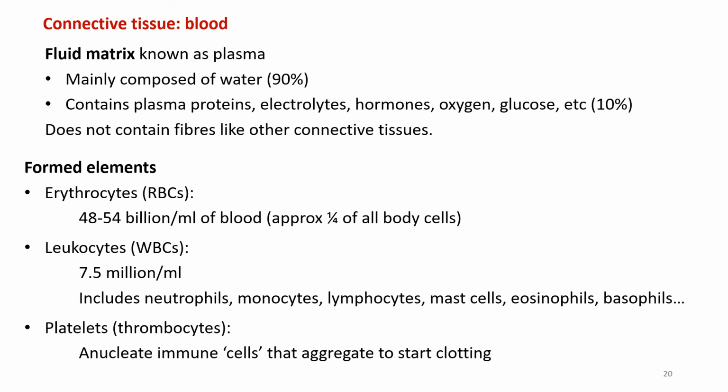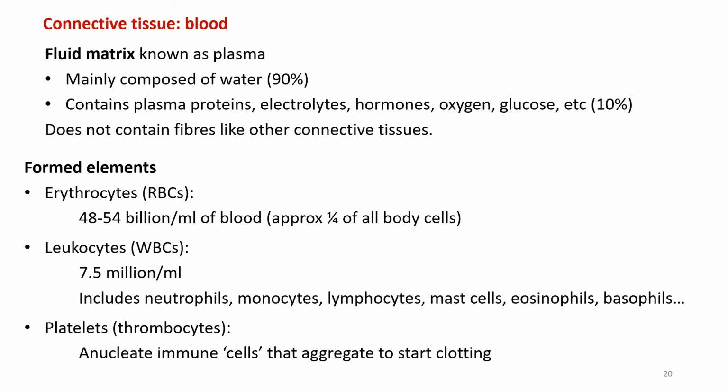So, of course, we have erythrocytes, red blood cells. We have about 48 to 54 billion per milliliter of blood. Because there's so many of them within blood, they make up about a quarter of all body cells. White blood cells, of course, the amount varies. Hence, we do blood tests, don't we? We look at white cell count. More on that in immunology. But generally, on average, we have about 7.5 million per mil, so a lot less.